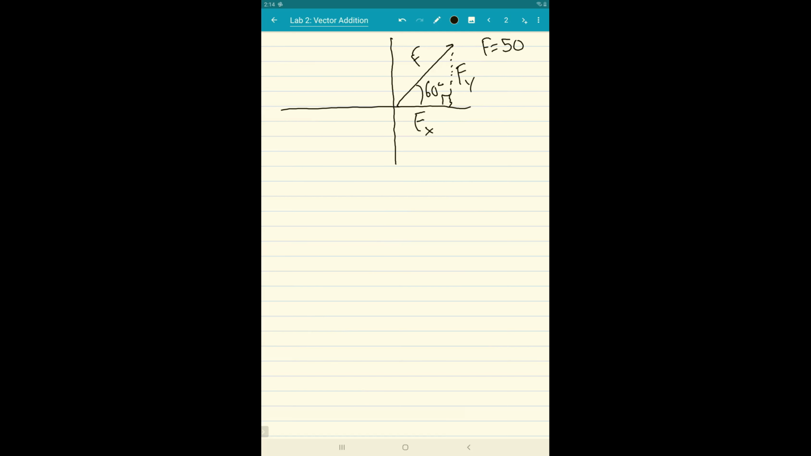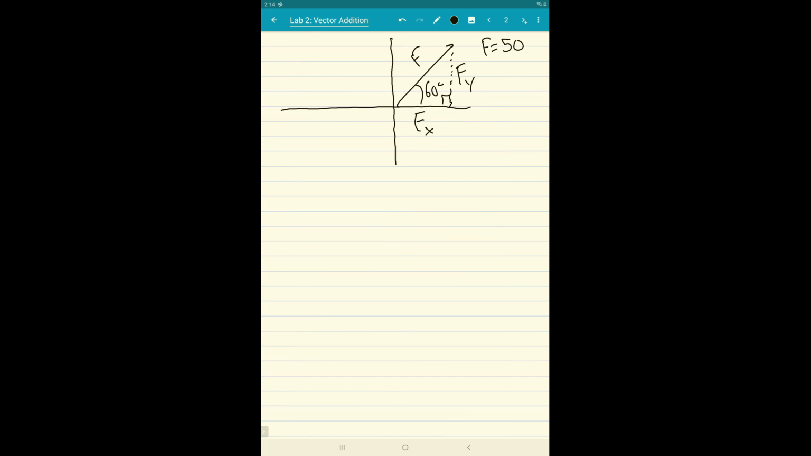This F vector at 60 degrees is the same thing as pushing to the right by Fx and then pushing up by Fy. So you can mimic this force F by doing Fx horizontally and Fy vertically, okay? So they're basically the same thing.